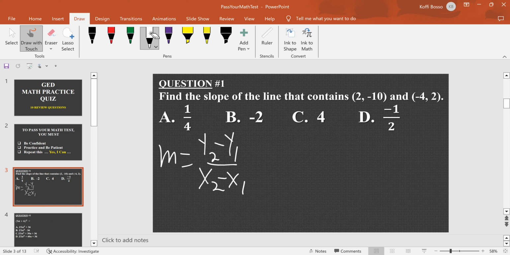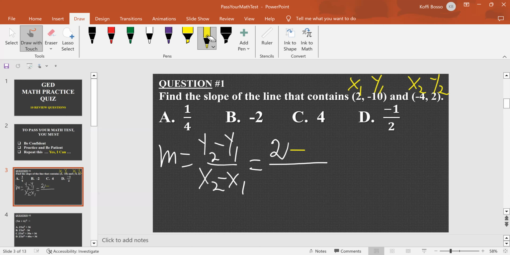Now we're going to label the 2 points. So here we have x1, y1, x2, y2. Now we go to the formula and we're going to replace y2, y1, x2, x1 by their values. So y2 is 2. That's the y value of the second point. Minus, okay, y1. y1 is -10.